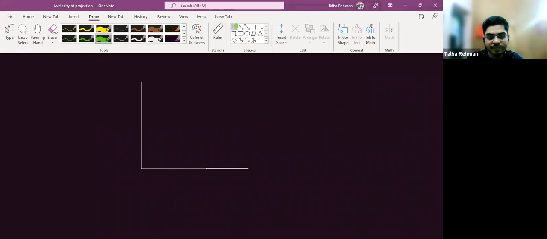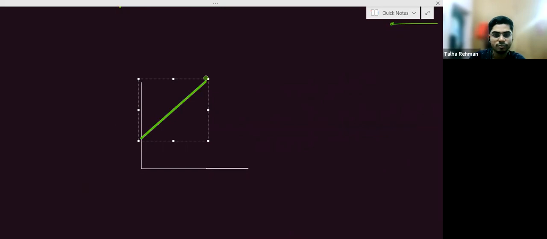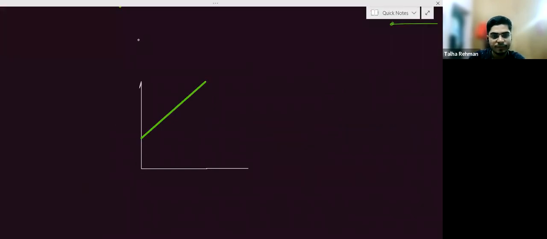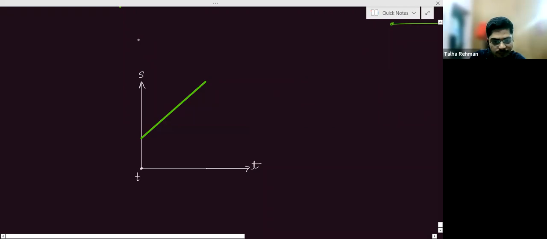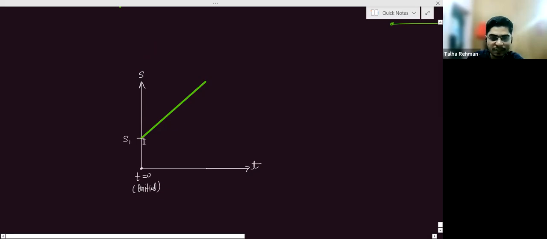Suppose the graph is like this. This is the graph between the displacement and time. This is the point at t is equal to 0. This is the initial point, the initial condition. So initially there is some displacement, suppose s1. Initially the body has covered some displacement.